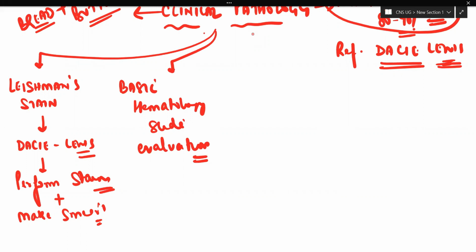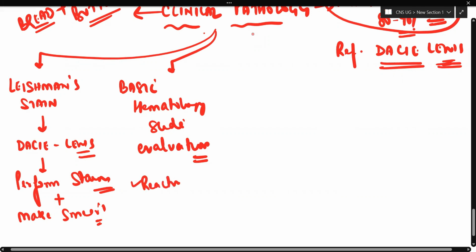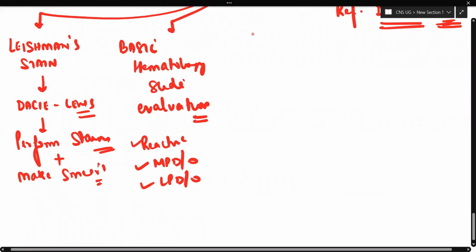So for example, you have to understand whether a particular slide is a reactive slide, or whether it is any kind of myeloproliferative disorder, or a lymphoproliferative disorder, or whether the slide is that of a leukemia. Understand? The majority of these slides are normal. You have to write certain terms, like mild shift to the left, or presence of reactive lymphoid cells. These are very basic things.